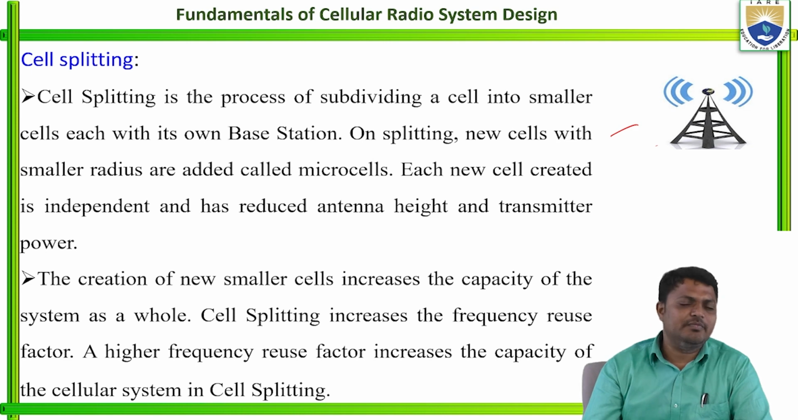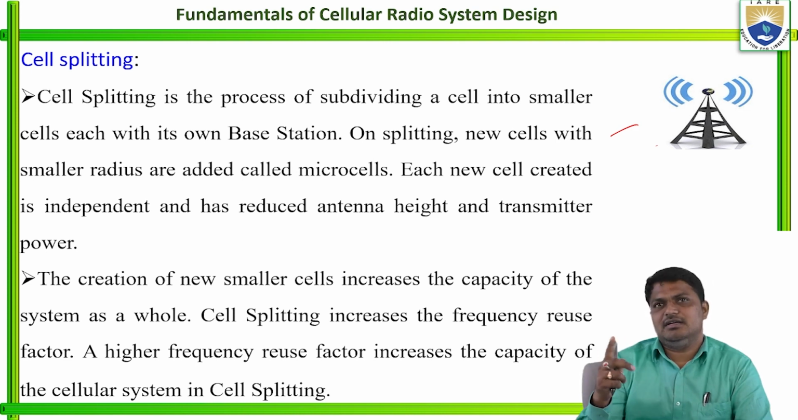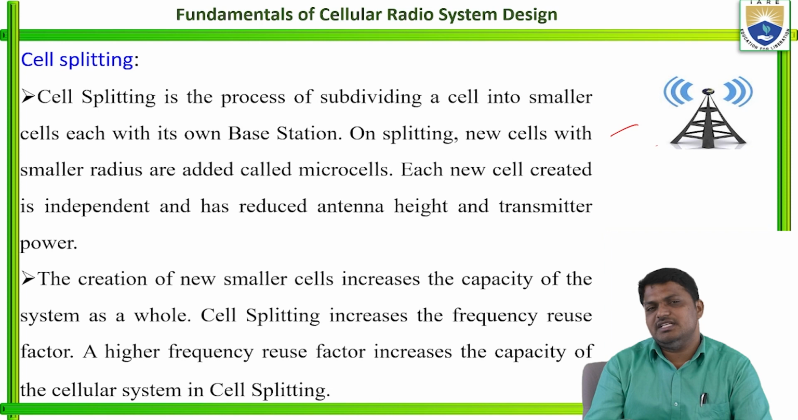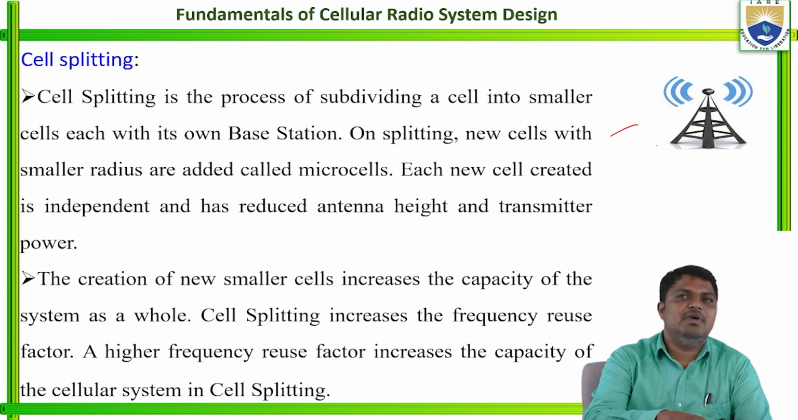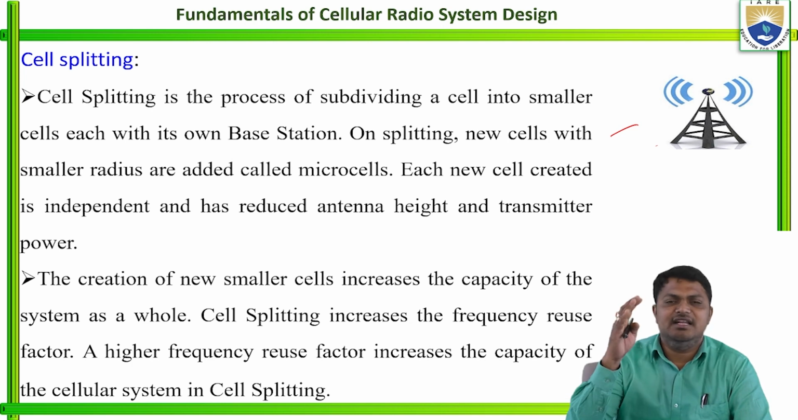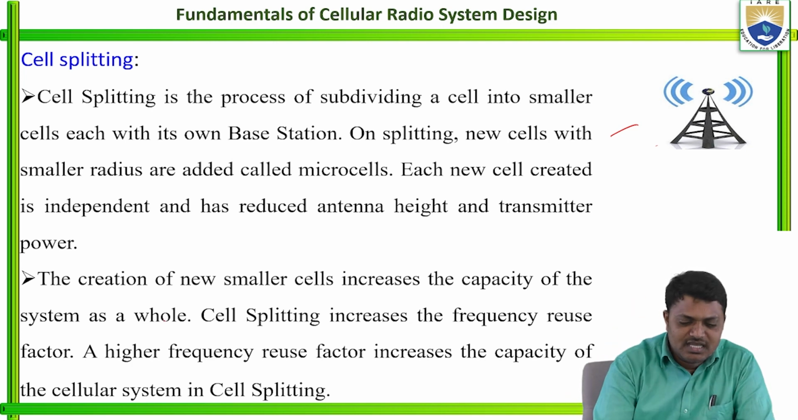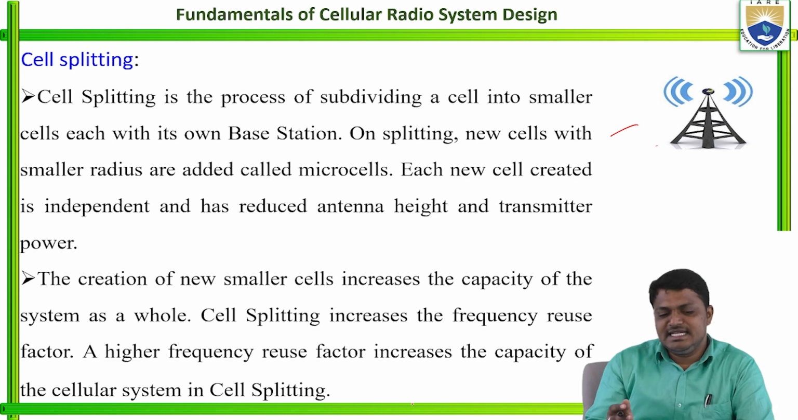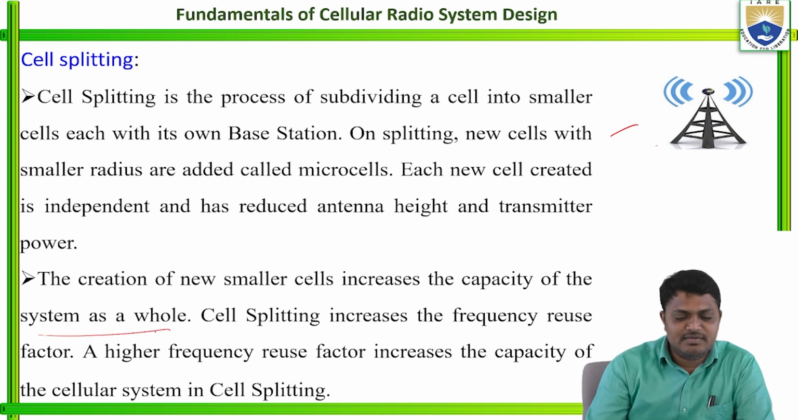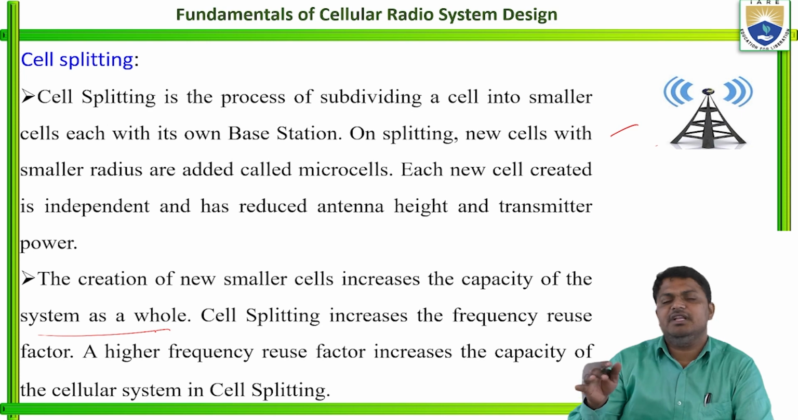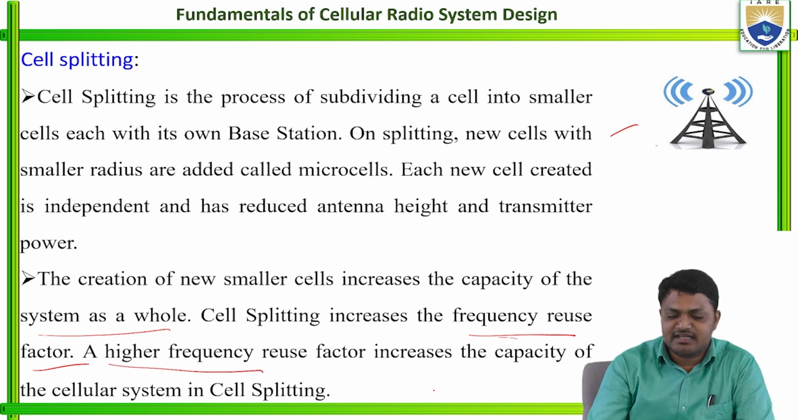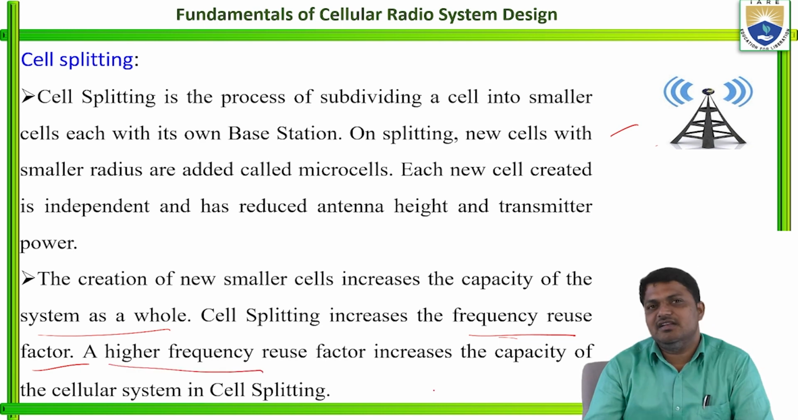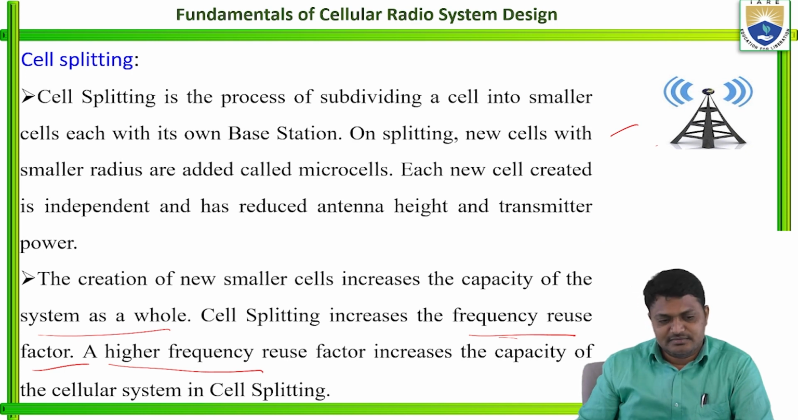So in the cell splitting process, when we divide the large cell into smaller cells, each with its own base station, the large transmitted power is reduced to a small transmitter power, and the height of the antenna is also reduced. The creation of new smaller cells increases the capacity of the whole system. Cell splitting increases the frequency reuse factor. A higher frequency reuse factor increases the capacity of the cellular system.